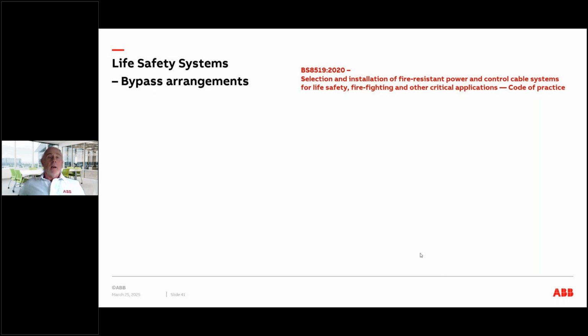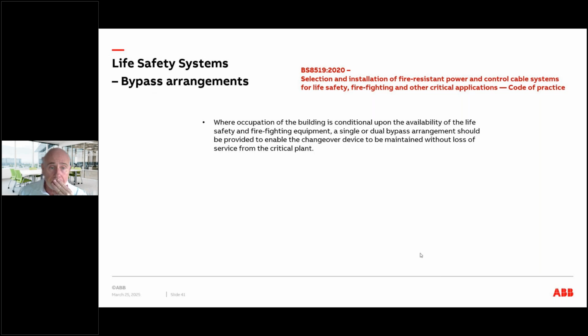This document, however, BS 8519 2020 edition, is one of the main documents now. This is the selection and installation of fire resistant power and control cable systems for life safety, firefighting and other critical applications, code of practice. Within this document, certainly with bypass arrangements, it says where occupation of the building is conditional upon the availability of life safety and firefighting equipment, a single or dual bypass arrangement should be provided to enable the changeover device to be maintained without loss of service from the critical plant.